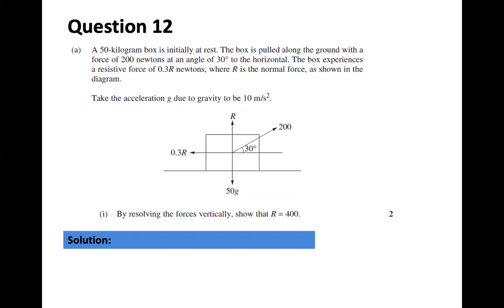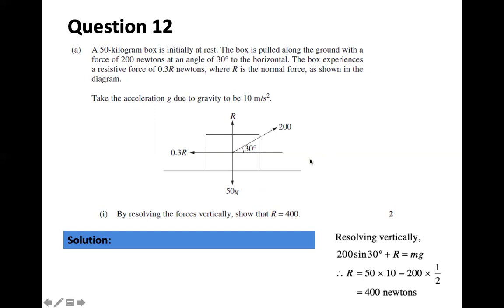The solution we were working towards was resolving forces vertically in this case, and pretty much working our way through and getting 400 newtons. And the comment I can make on this is that because the resultant force of 400 was actually given in the question, one thing we were looking for was some working that actually showed that.